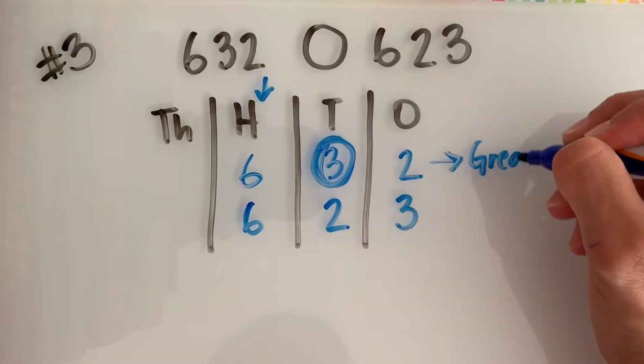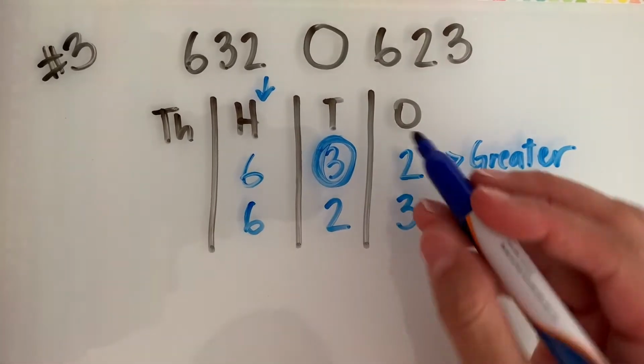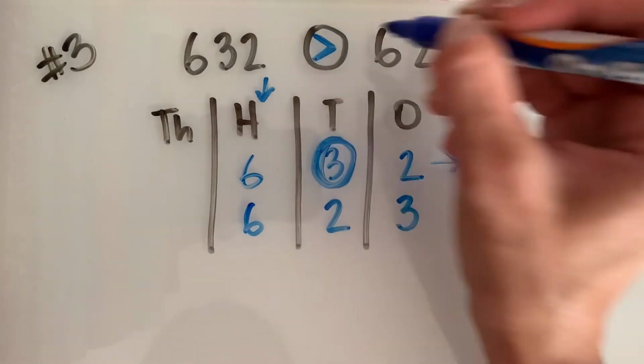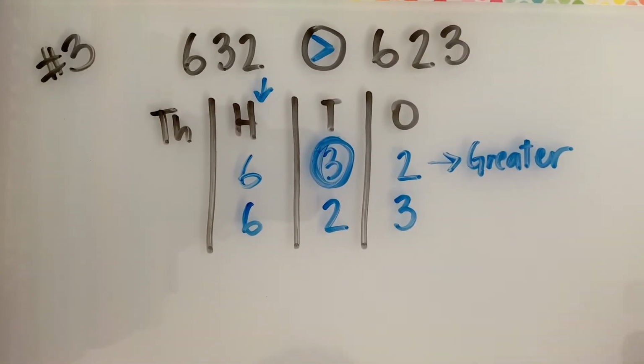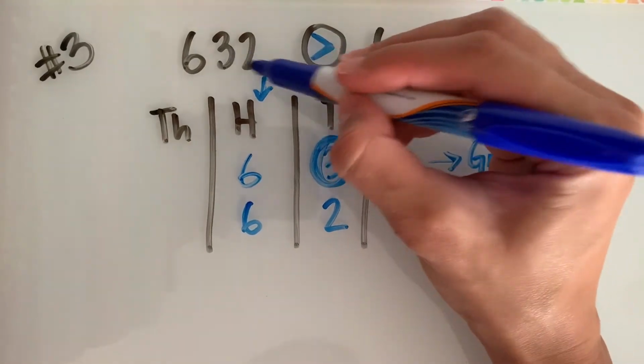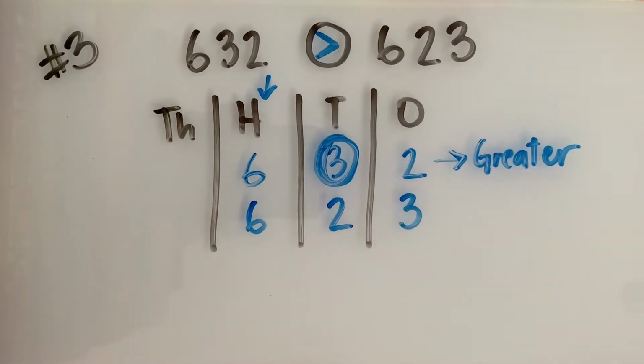Now remember, 3 doesn't stand for 3. From our other lessons, we learned that 3 actually stands for 30. So, therefore, 30 is greater than 20. So, my first number, 632, is greater than my second number.